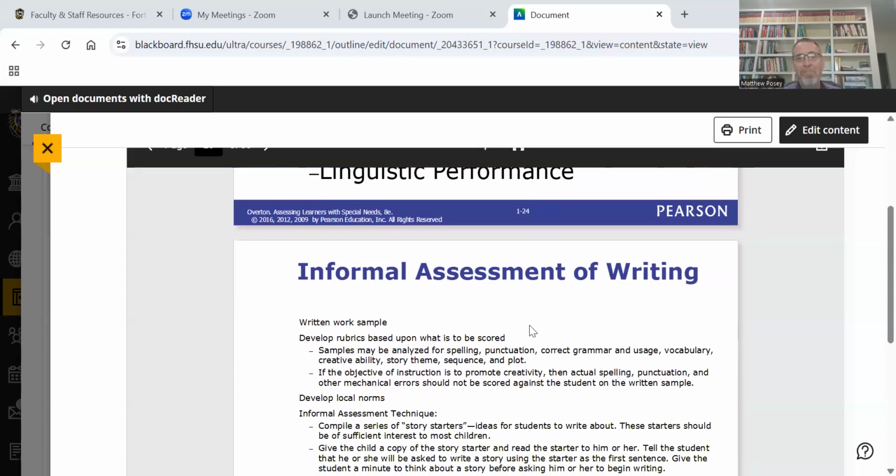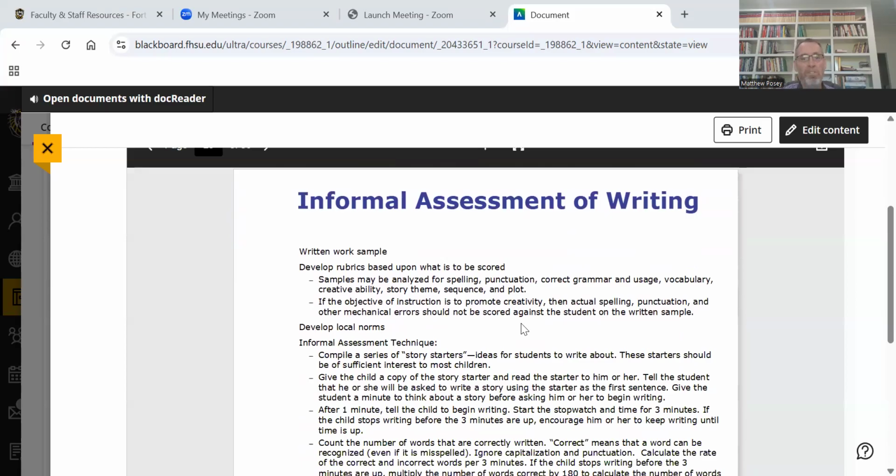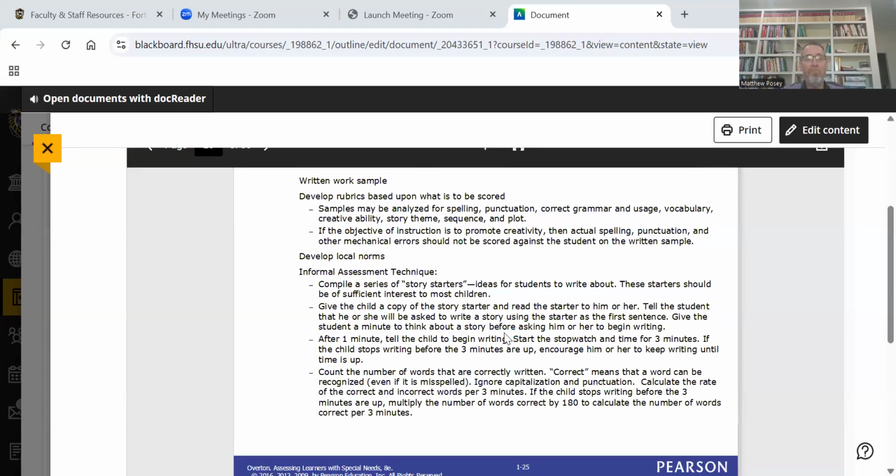You could do informal assessments in writing. You could do written work samples, maybe come up with a rubric so it's clear on how it's going to be scored. So for an informal assessment technique in writing, you could just compile a series of story starters, ideas for the students to write about. Give the child a copy of a story starter and ask them to complete that story. Maybe give them a time frame to do it. After a minute, you might want to do a quick assessment and gauge what that student's got to that point, and then allow them a couple more minutes to finish.